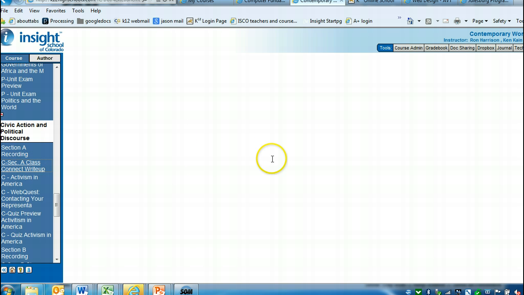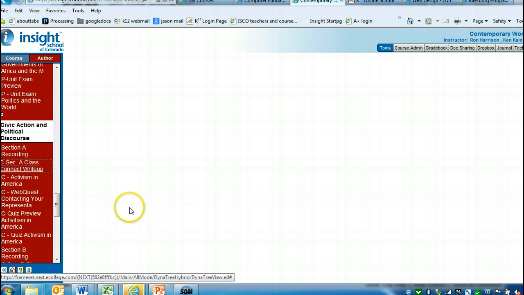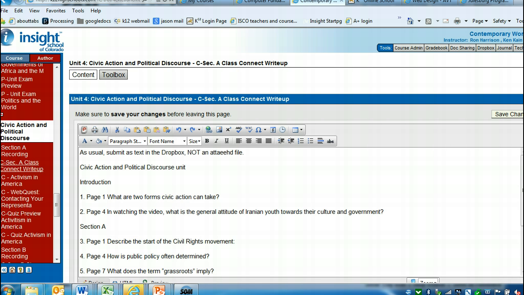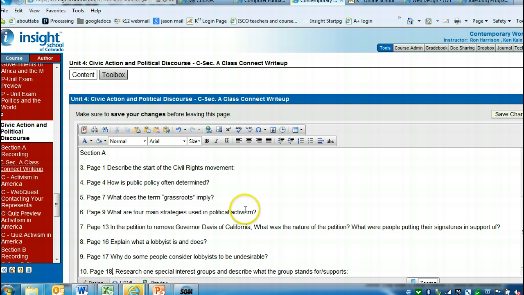Now I want to go back to the Class Connect and make sure, like this one right here, I originally said page 19. I'm going to go ahead and fix that, because the links are on page 18. So now I have that fixed.